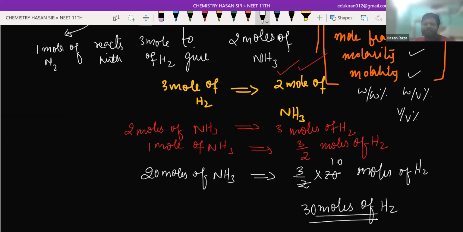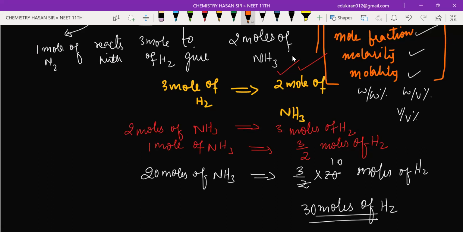So in mole concept, the concept is very easy. At the end, you need to apply the unitary method. Got it? Yes, sir. Okay, please do write it.